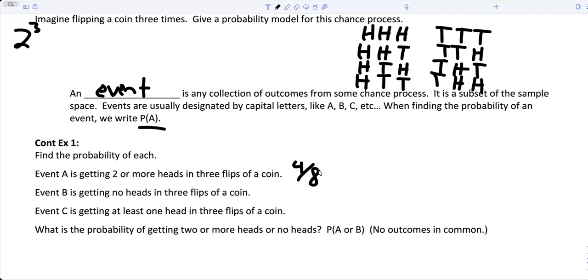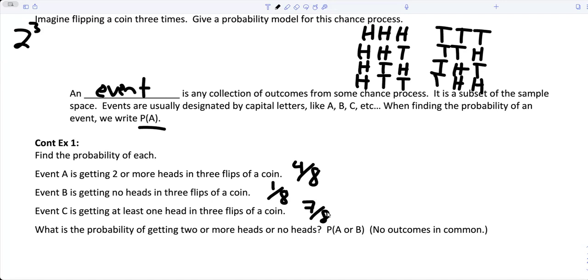Event B is getting no heads in 3 flips of a coin. So how many outcomes have no heads? 1 out of 8. Event C is getting at least 1 head in 3 flips of a coin. That would be 7 out of 8, because 7 of those outcomes have at least 1 head.